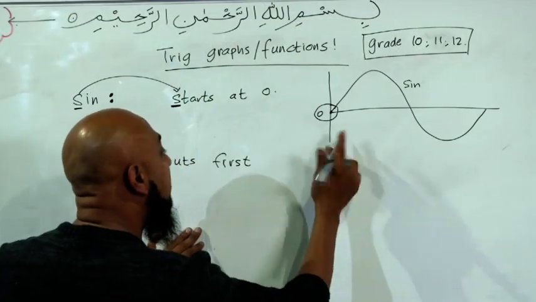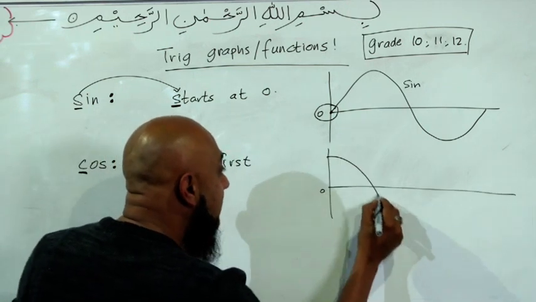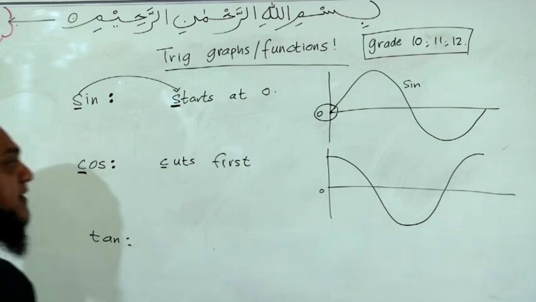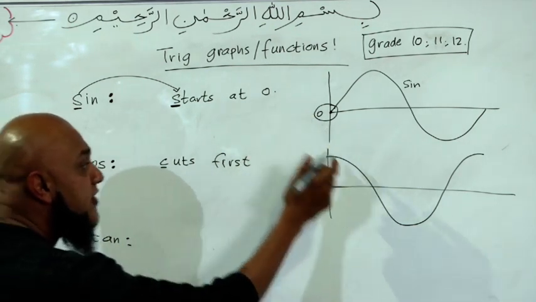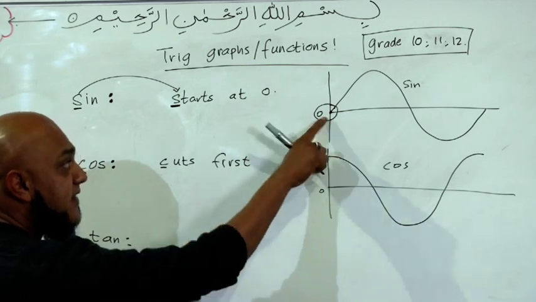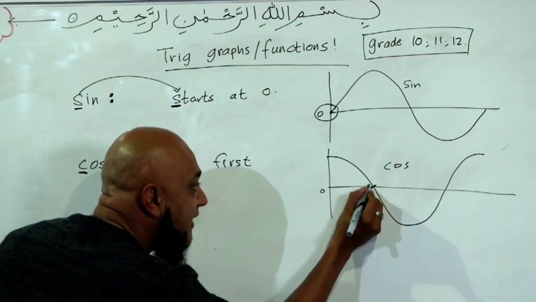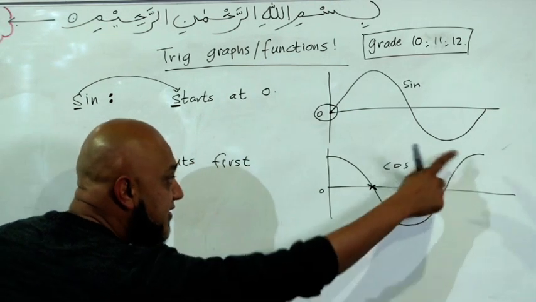What would the rough sketch of that graph look like? It would look something like that. And that is your standard cos graph. So you can see the difference between the two graphs, guys. The first graph starts at 0, so that's a sine graph. The second graph starts from the height and it cuts first, so it's a cos graph.